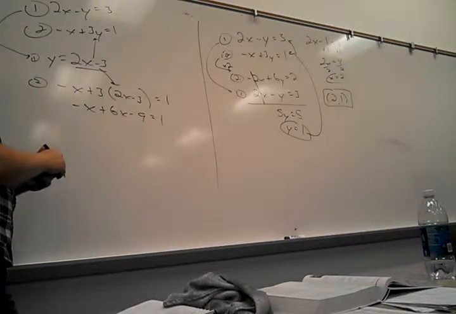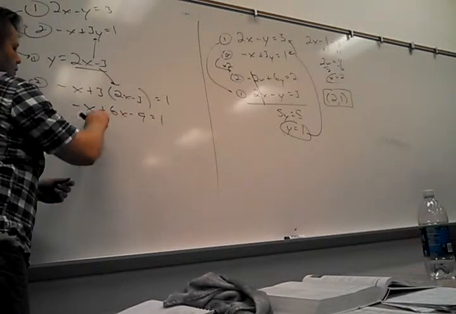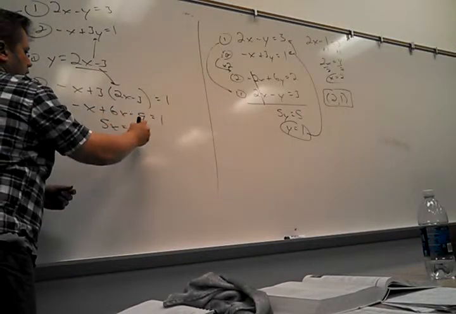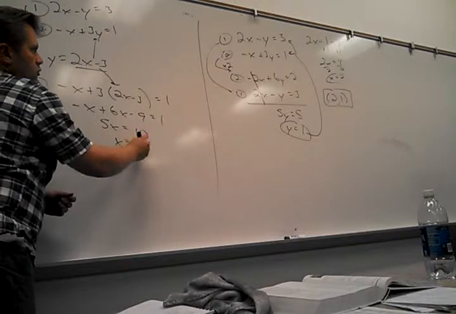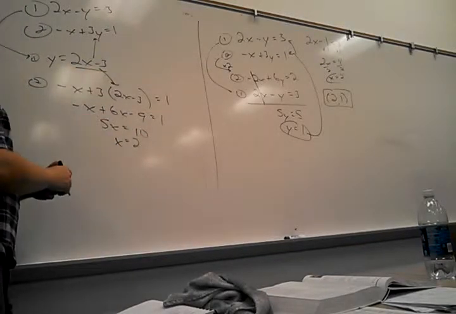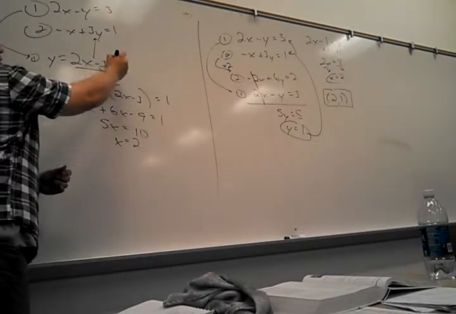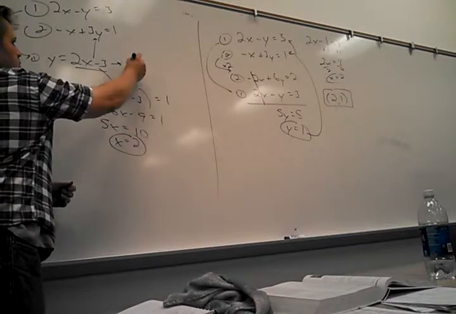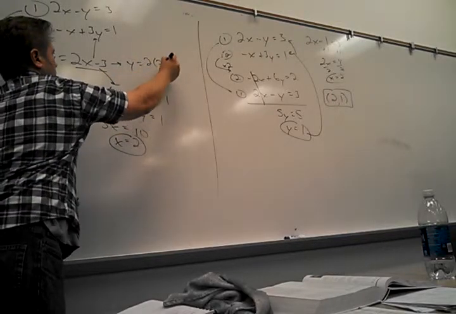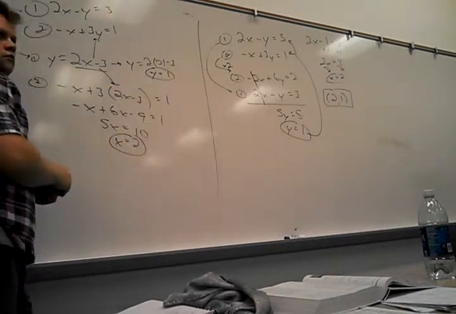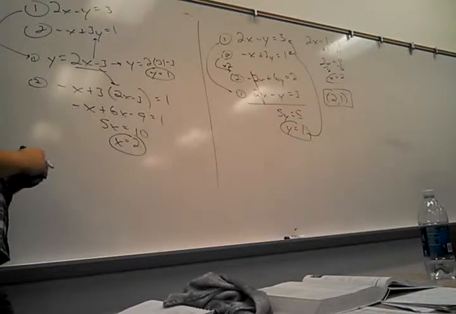Is that cool? So then you get negative 5x. Add the 9, you get 10. You get x is 2. And then up here, you know that x is 2. Twice 2 minus 3, y is 1. Cool. What's up?